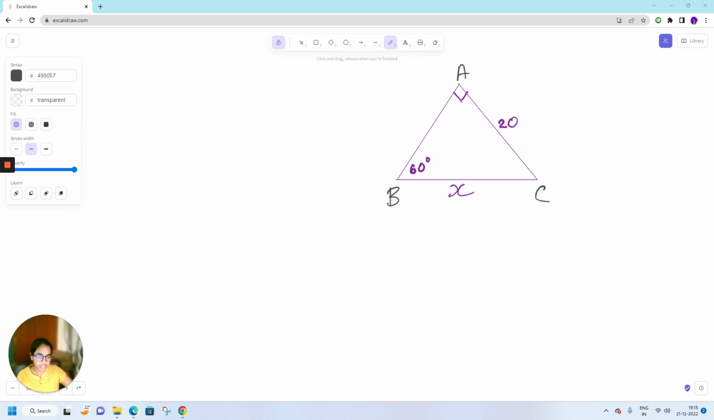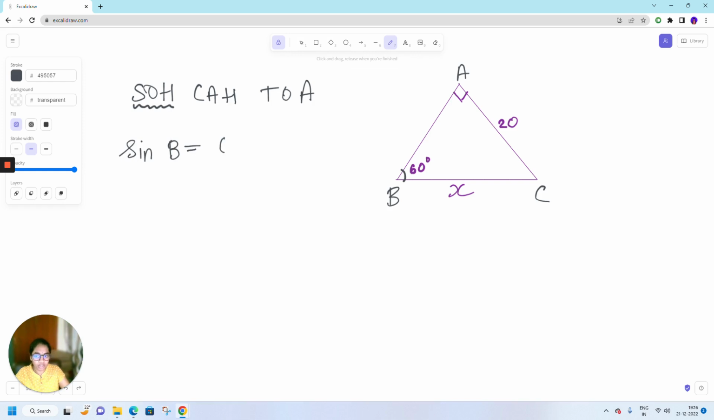Now tell me which is the adjacent to 60 degrees, that is angle B. AB is the adjacent, right? And AC is the opposite to which one? Angle B. So we know the opposite, and we are expected to find the hypotenuse, which is the trigonometric function. Let me write down SOHCAHTOA, as I told you. Now, which is the trigonometric function that has both opposite and hypotenuse? Sine, right? So I'll find sine B.